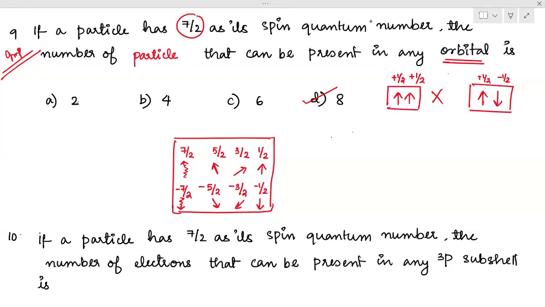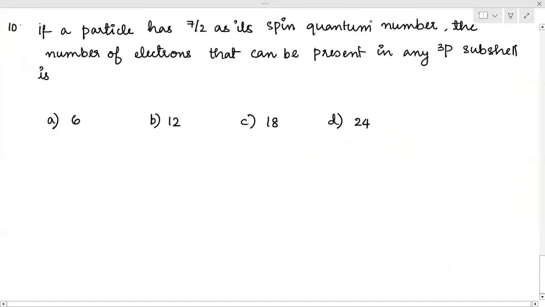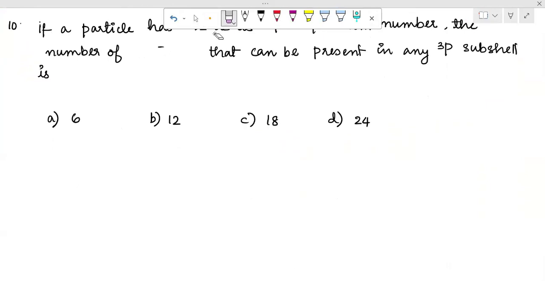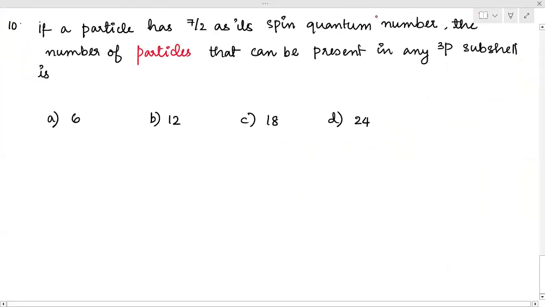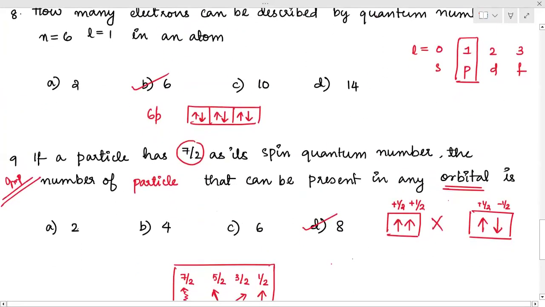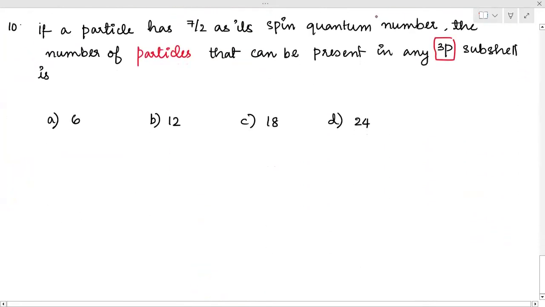Now the same question is modified. See, if a particle has 7 by 2 as its spin quantum number, I'll reframe it as that particular particle, the number of particles that can be present in any 3p subshell is. Now, what is the difference in the question? In the earlier question, they asked about what are the possible orientations within an orbital, but now they are asking about the possible number of particles inside 3p subshell.